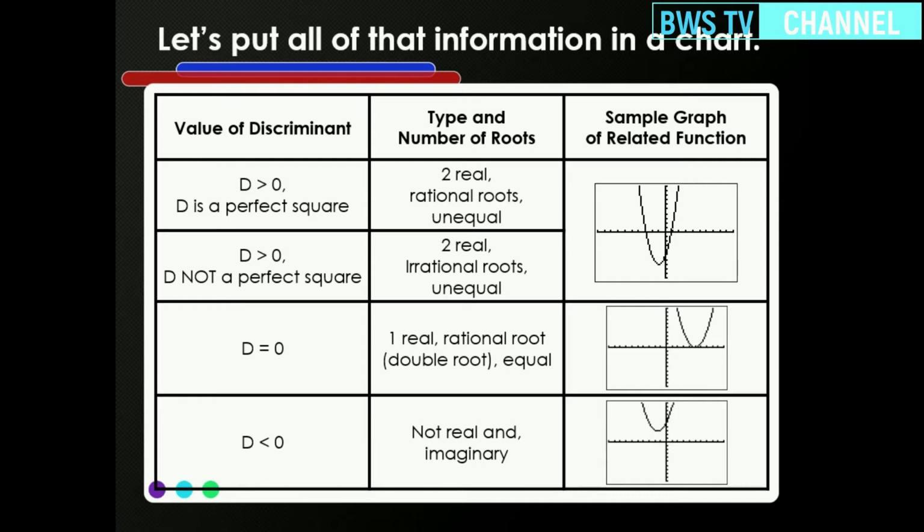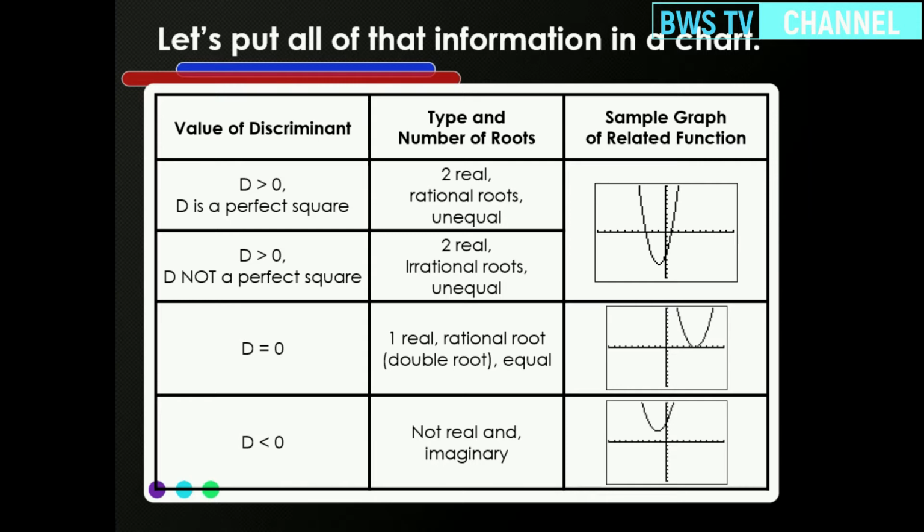Now how about if the discriminant is equal to 0? Well, we have only one real root. One real root, rational root. That means for the values of x, we have two values but they are of the same number. We call it two values but the same number, a double root. And the description is equal. So that will be the description of your root if your discriminant is equal to 0: one real root, rational root, or double root, and equal.